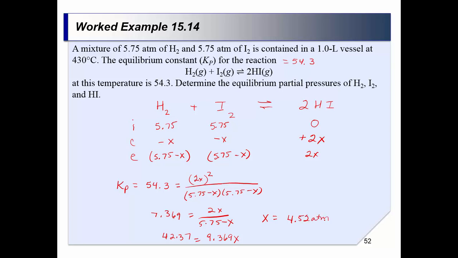Then to solve for the pressures, the pressure of hydrogen will also be the pressure of iodine. So you start with 5.75 and remove 4.52 to get the equilibrium pressure of 1.23 atmospheres of each of those. And then the pressure of your product would be 9.04 atmospheres, or 2 times our x value, as indicated right here.